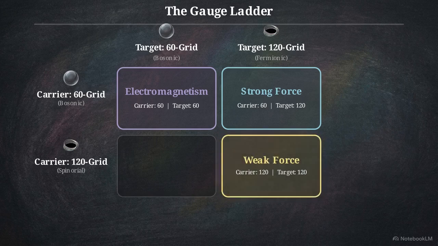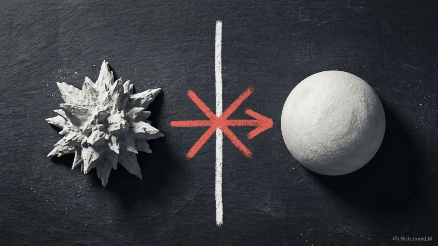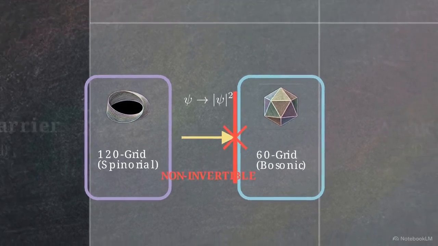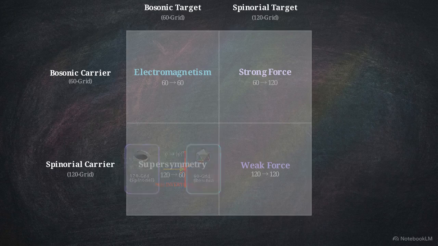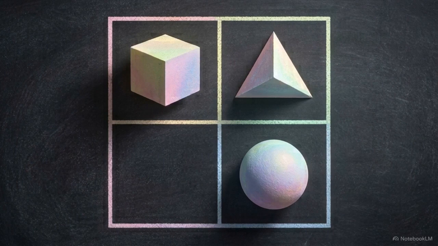This leaves only one remaining slot, a spinorial carrier acting on a bosonic target. This specific transition requires a fermion to become a boson, the core requirement of supersymmetry. Because the bosonic squaring projection is non-invertible, the topology forbids this transition. The topological pathway running from the spinorial grid directly into the bosonic grid is completely and permanently closed. Supersymmetry remains a structurally closed chair at a table set exclusively for 3.